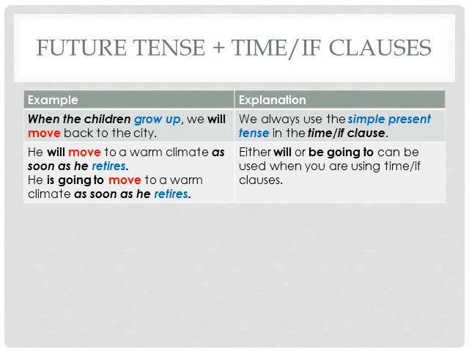The good thing about these time and if clauses is that we can use either will or be going to in the main clause. Either one is fine. So we can say he will move to a warm climate as soon as he retires. Or we can say he's going to move to a warm climate as soon as he retires. Now in both of these cases, this is future. Will move and is going to move are future. But in the time clause, we're having this simple present tense. Okay? So what I'd recommend that you do to check your understanding is exercises 20 and 22 and 23.